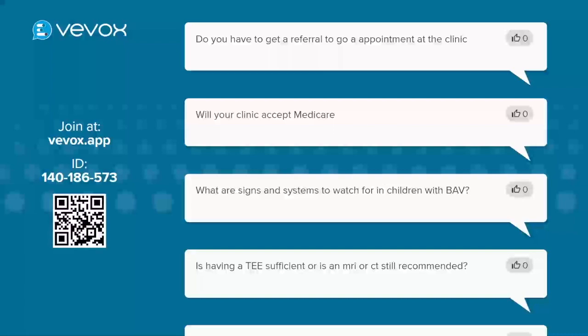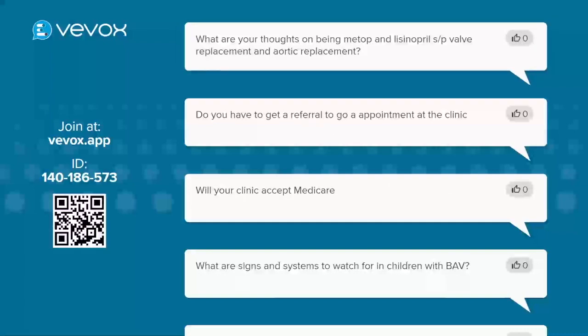All right. Is having a TEE, that's a transesophageal echo, the one that goes down your throat, sufficient, or is an MRI or CT recommended? So if you're talking about a bicuspid valve or an aneurysm, an MRI or CT is highly recommended above a TEE because it can see more parts of your heart. So a TEE, a transesophageal echo, is a special test that's usually only ordered when we're looking for very specific types of things, and it's not a good screening test for Turner syndrome.